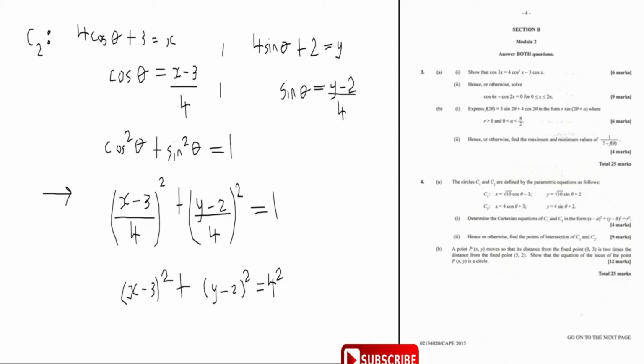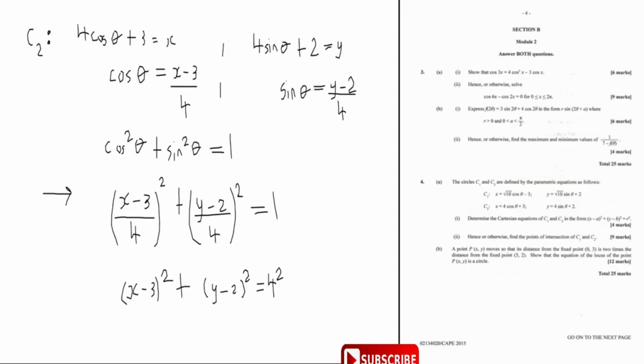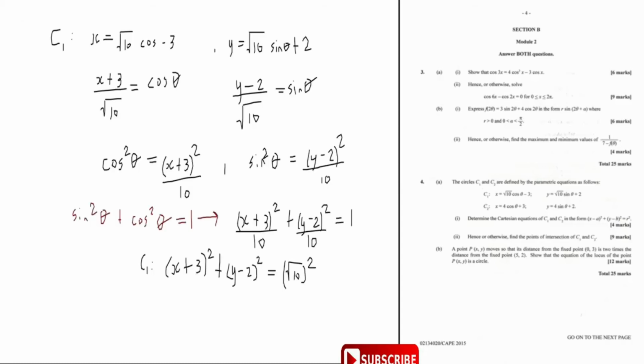Let's look at part 2. Part 2 says, hence, find the point of intersection between the two. So let's go back and write down the two equations. One equation that we have is (x minus 3) all square plus (y minus 2) all squared equal to 4 squared, that is really 16. Another equation that we have is (x plus 3) squared plus (y minus 2) all squared is 10.